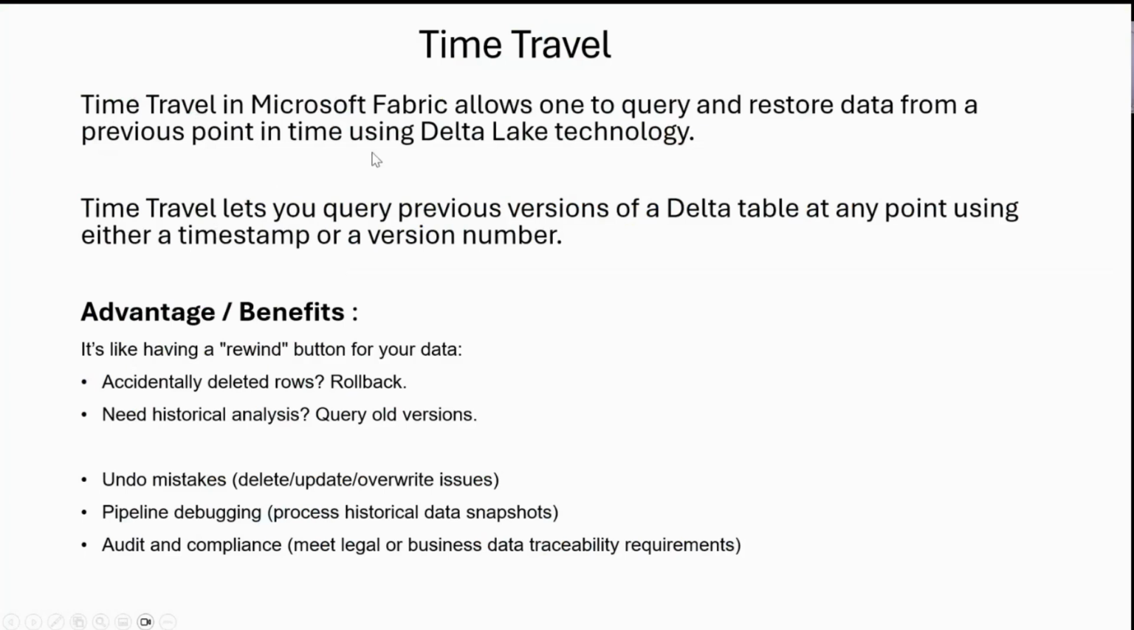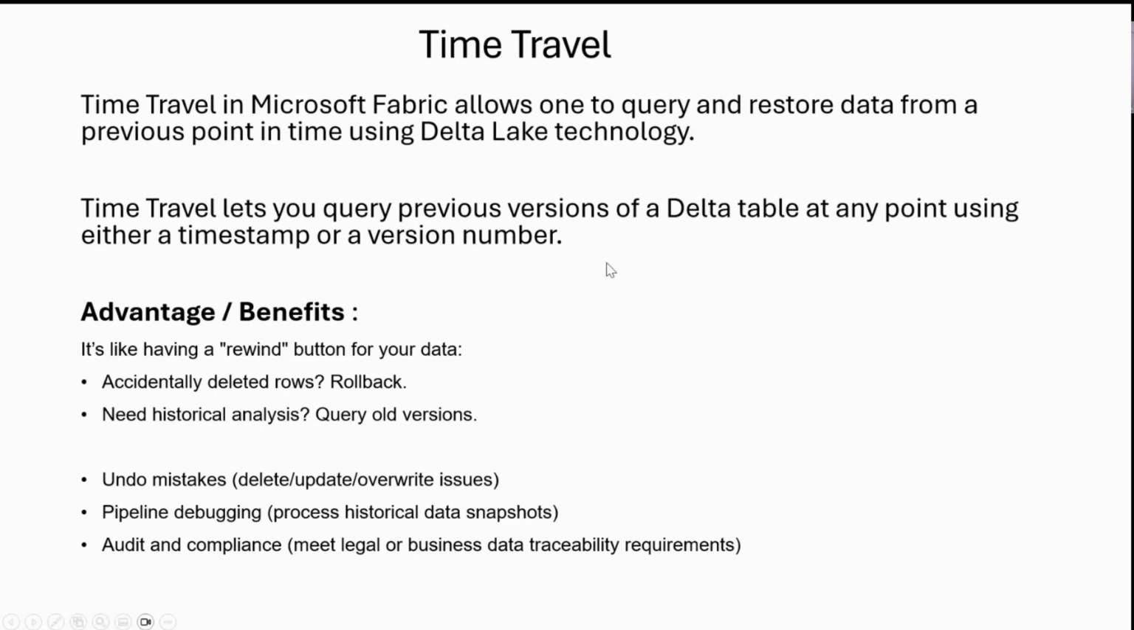So time travel in Microsoft Fabric allows one to query and restore the data from a previous point in time using the Delta Lake technology. Now, what is the Delta Lake technology? Wherein we have the log transaction files that provide us different instances at which different transactions have transpired. So one can state that time travel lets you query a previous version of the Delta table at any point using either a timestamp or a version number. And we'll take a look at what I mean by either a timestamp or a version number.